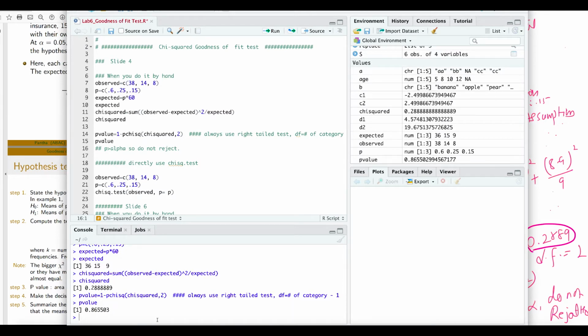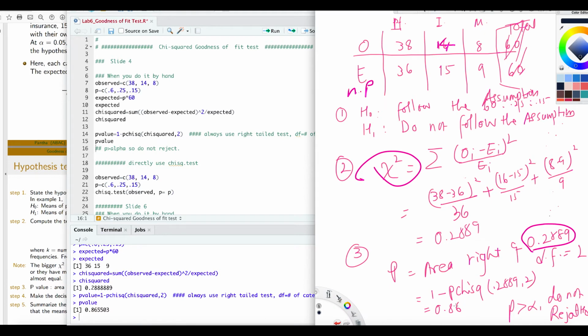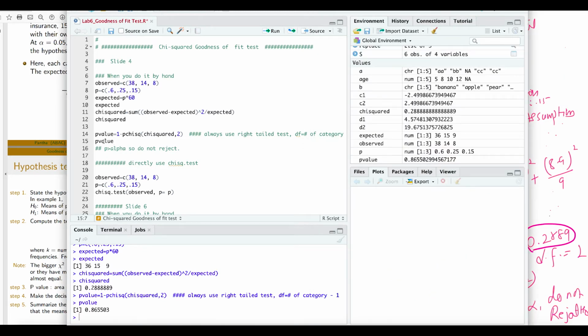And you got a p-value of 0.865. Actually, 0.87, which is close. So what do you get then? The p-value is greater than alpha. So we do not reject H0, right? What does that mean? That means the observed frequencies, or observed data, follow the expectation. So they are very close. Okay, that's what you do.